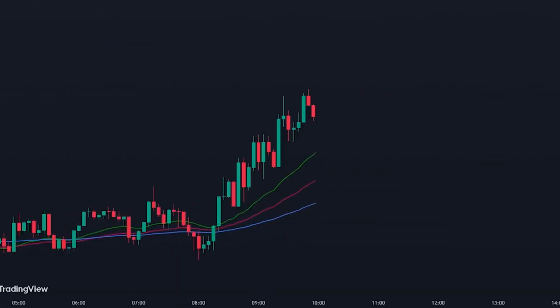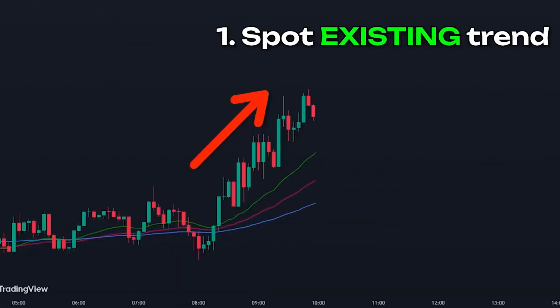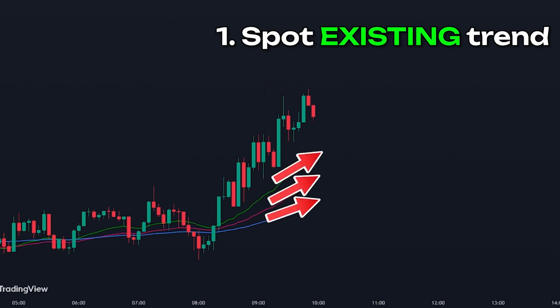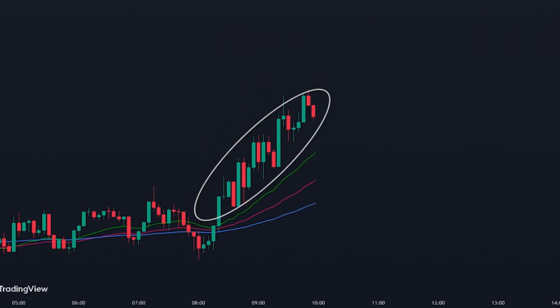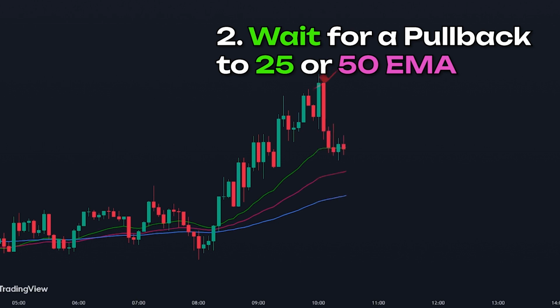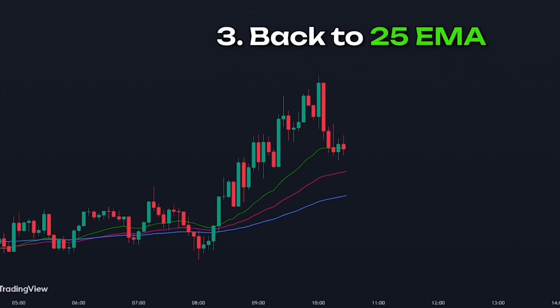In this chart, we've identified an ongoing uptrend, highlighted by the upward movement of all three EMAs, with candles situated above them. Following this, patiently wait for the price to experience a pullback towards the 25 or 50 EMA, setting the stage for our entry setup. The next step involves waiting for the price to revisit the 25 EMA. Once this occurs, you are taking a buy position here.